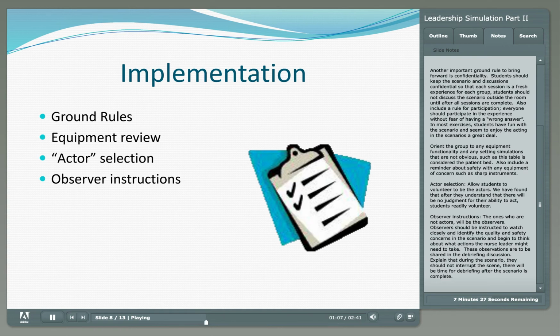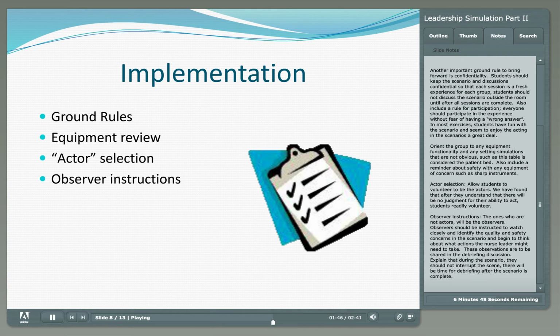Also include a rule for participation. Everyone should participate in the experience without fear of having a wrong answer. In most cases, students have fun with the scenario, and have really seemed to enjoy the acting and discussions. Orient the group to any equipment functionality and any setting simulations that are not obvious, such as this table is considered the patient bed. Also include a reminder about safety with any equipment of concern, such as sharp instruments.